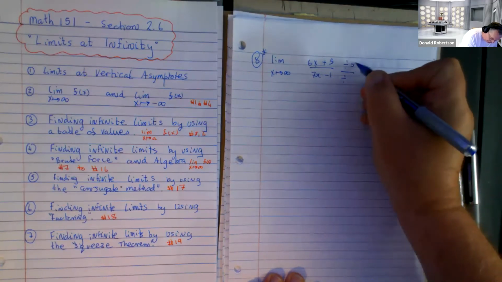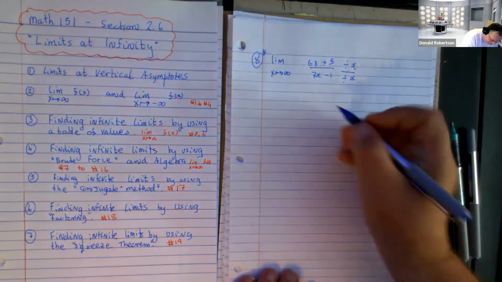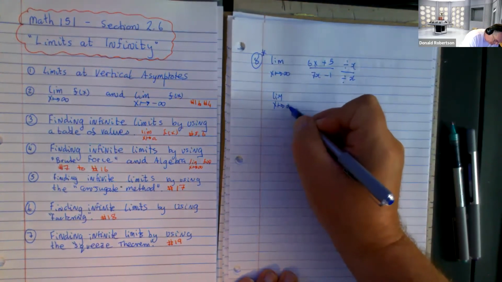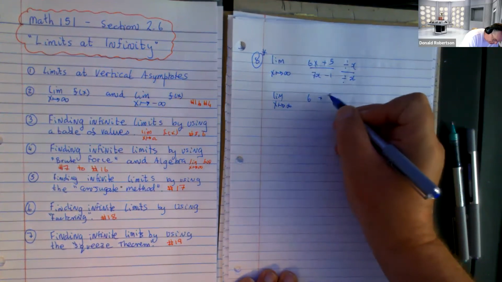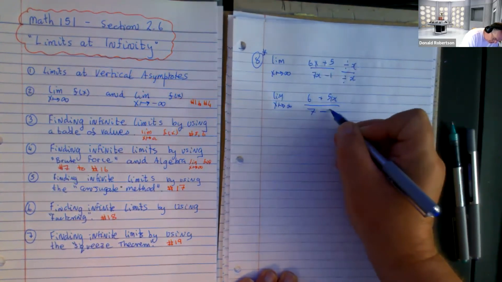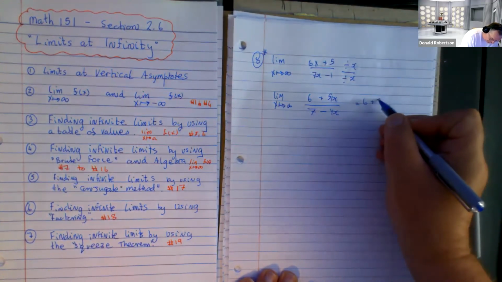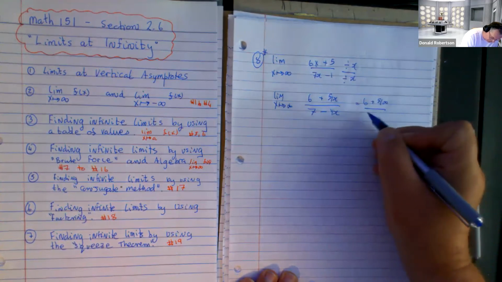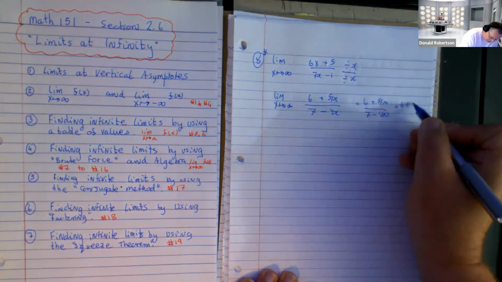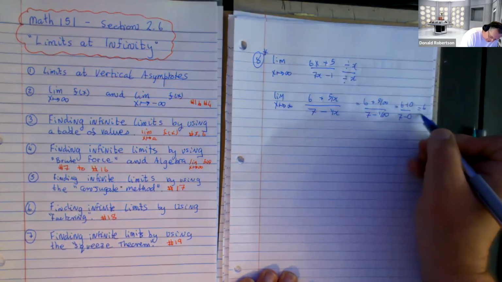Would you agree that you divide top and bottom by x? So this becomes 6 plus 5 over x, over 7 take away 1 over x. When you do your brute force, you get 6 plus 0 over 7 take away 0. There's your answer.